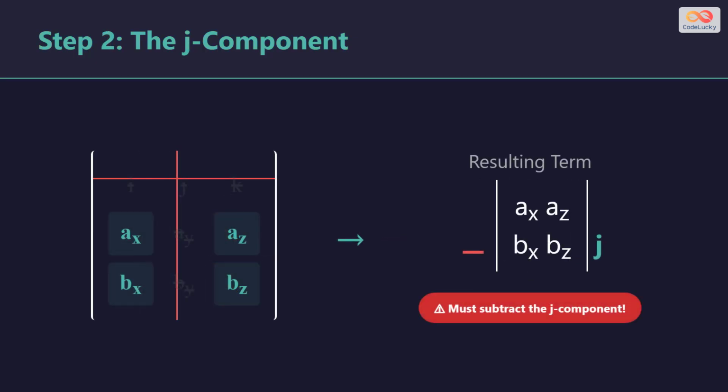Next is the j component. This is where most mistakes happen. We cross out the row and column containing j. We take the remaining terms to form our minor. However, you must remember to place a negative sign in front of this entire term. It is always subtracted.